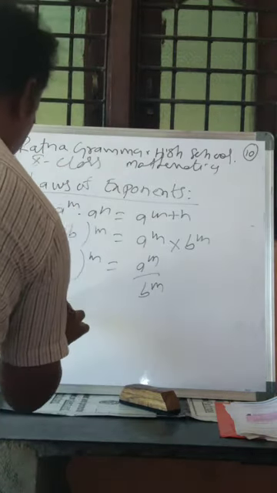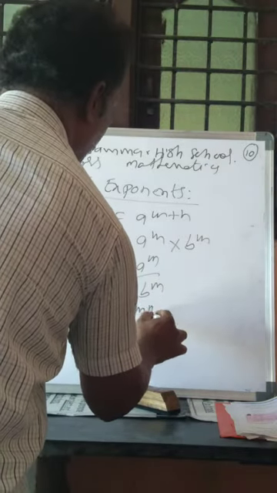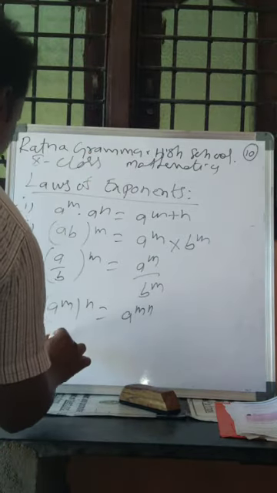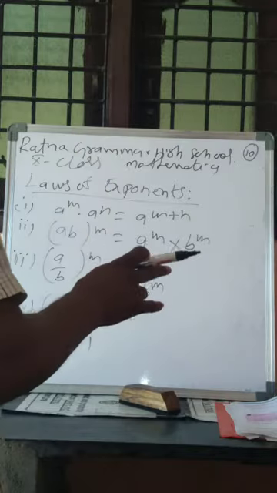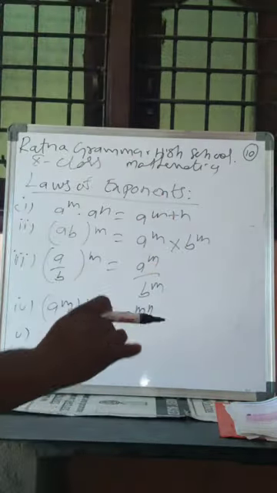Fourth one: (a power m) whole power n is equal to what? a power m into n. Next one, a power 0 is equal to 1. So something power 0 means its value is equal to 1.